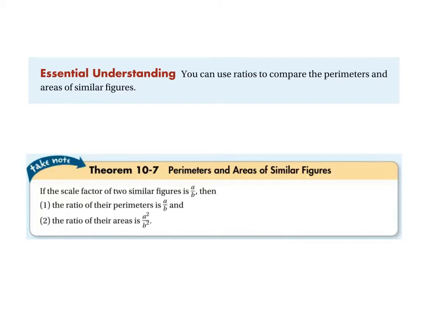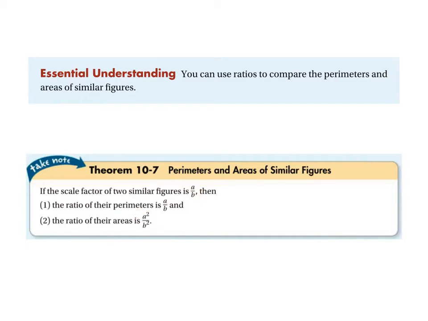Okay. If the scale factor of two similar figures is a to b, where a is the measure of a side length of the first one, and b is the measure of the corresponding side length of the second one, then their perimeters will also have that exact same ratio. Okay, perimeters are in one dimension, so you get each of those values to the first power. Their areas though, areas is in two dimensions, the units are squared, and so the similarity ratio is also squared.